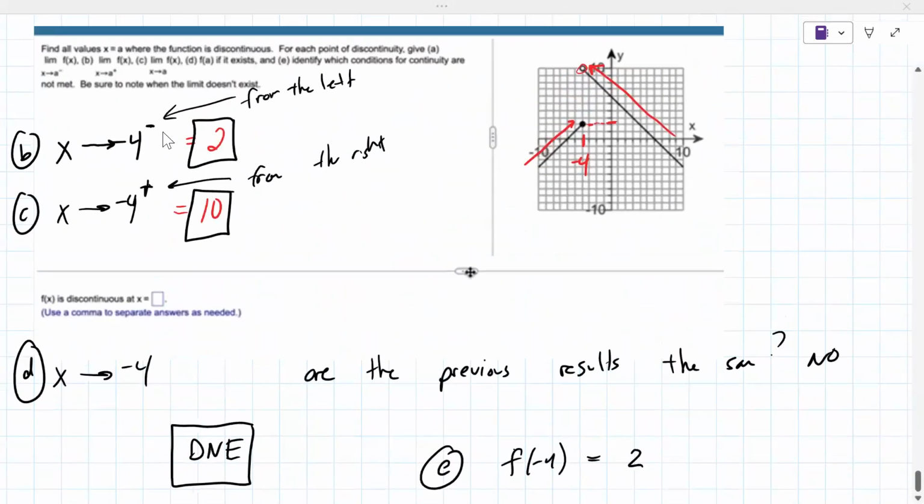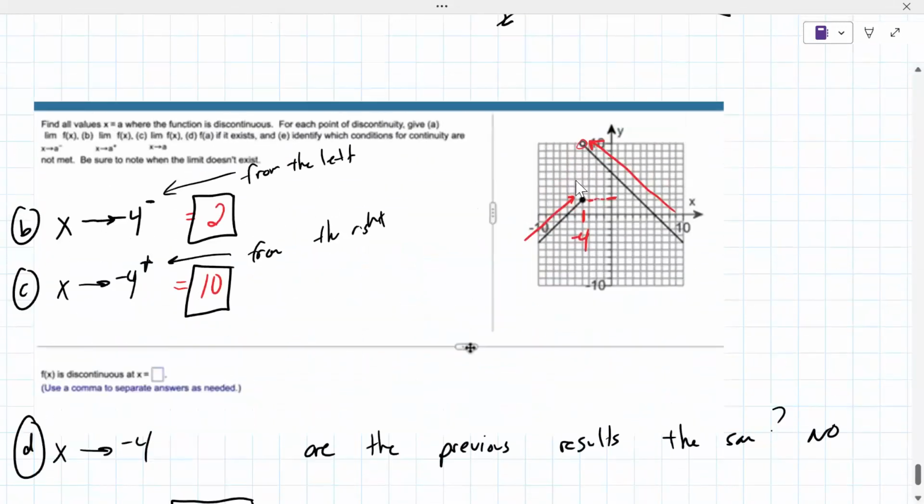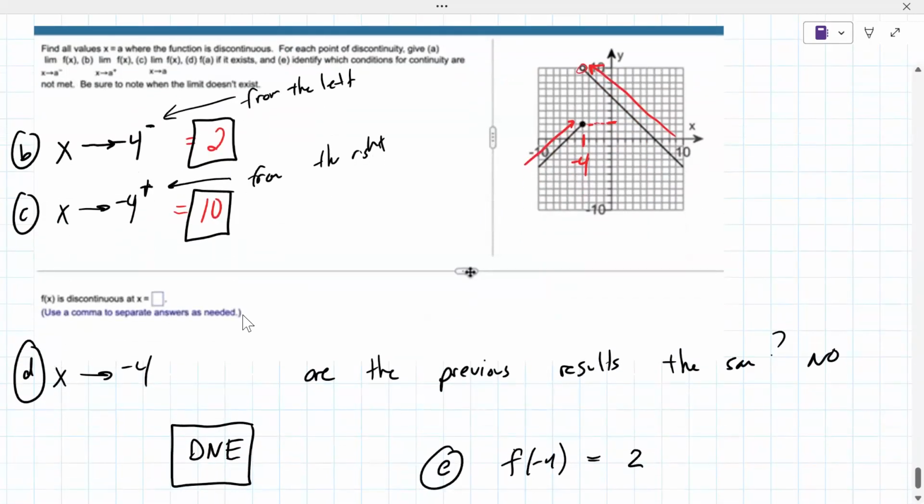All right, and then there's another one. It says identify which conditions for continuity are not met. If this is a jump, maybe there's something that says jump in there. It says limit f of x does not exist, x approaching -4. None of the conditions for continuity are met. f of -4 is not defined. f of -4 is not defined, and limit f of x, x approaching -4 does not exist.